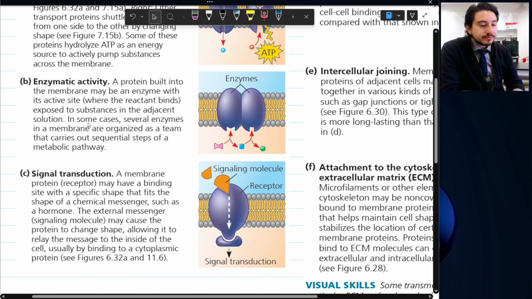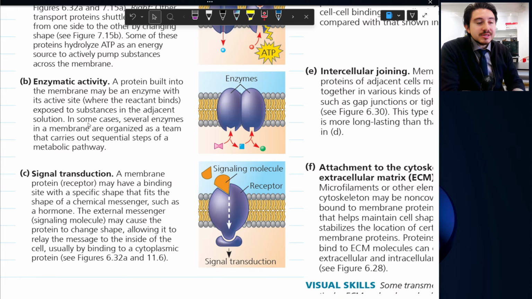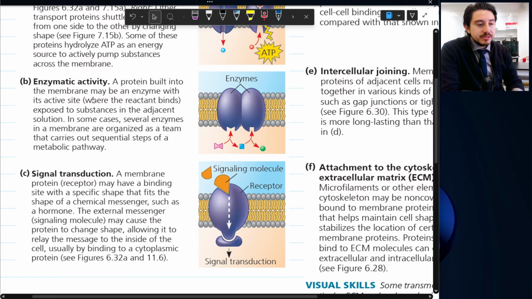Okay, so it doesn't have to be a complex. You can have solo enzymes or you can have them in a complex. And you often see these in metabolic pathways embedded within the membrane.